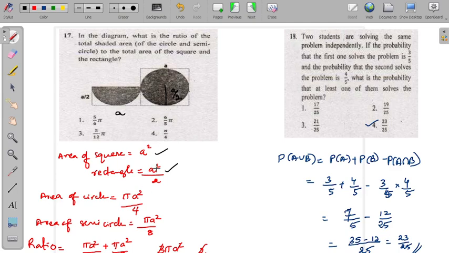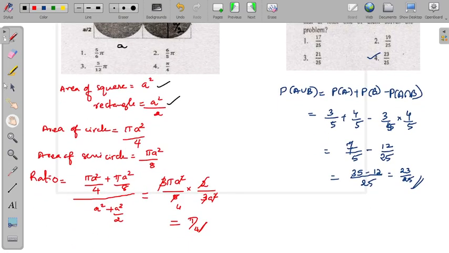So pi a square by 4. Area of the semicircle, that is pi a square by 4 divided by 2, because it is half of the circle. So pi a square by 8. Now we want to find out the ratio of the total area. Total area is pi a square by 4 plus pi a square by 8, whole divided by the area of the square and circle, a square plus a square by 2. When you simplify this, you will get the answer. Fourth option, that is pi by 4.